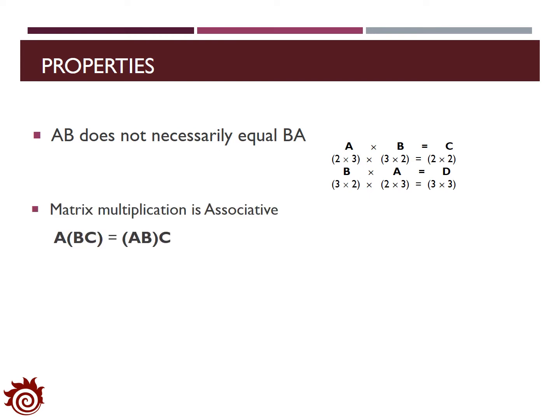The second one, matrix multiplication is associative. So we will have A times the multiplication of B and C equals the multiplication of A and B times C. And third, multiplication and transposition: the transpose of A times B equals the transpose of B times the transpose of A.